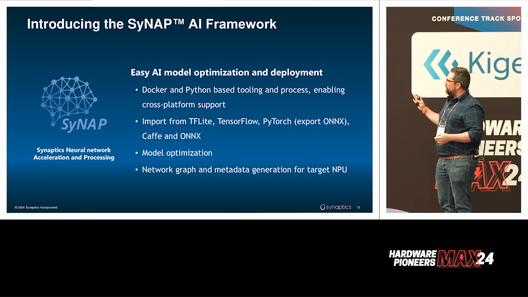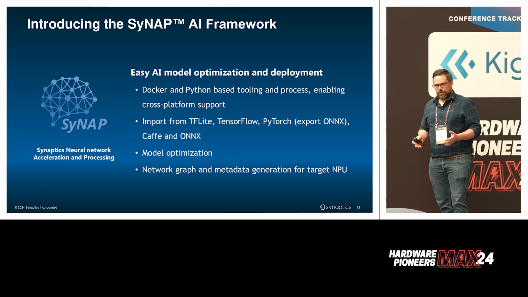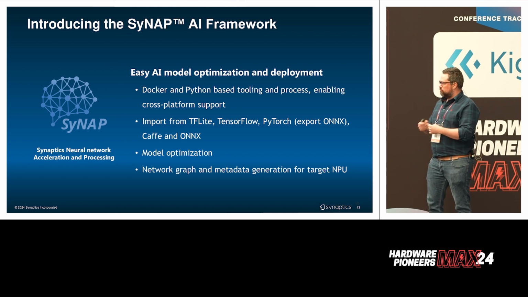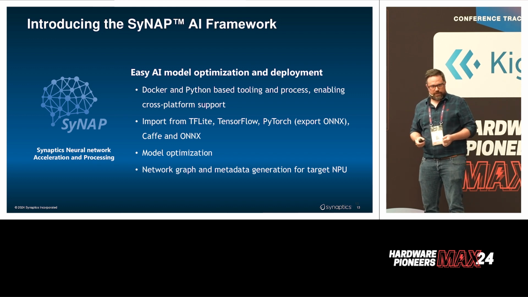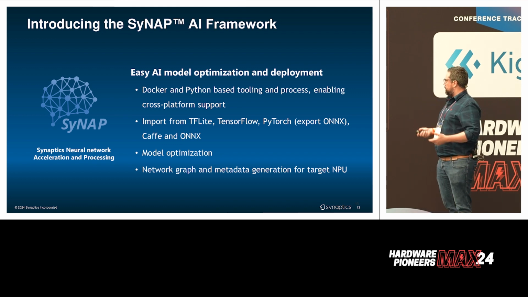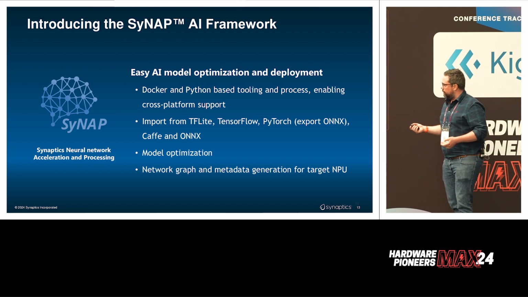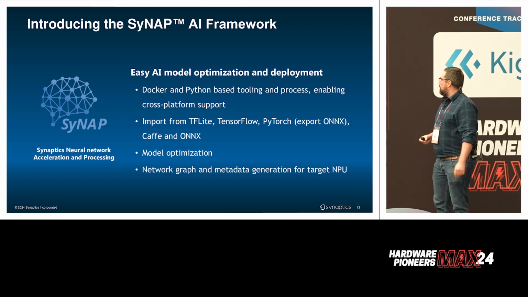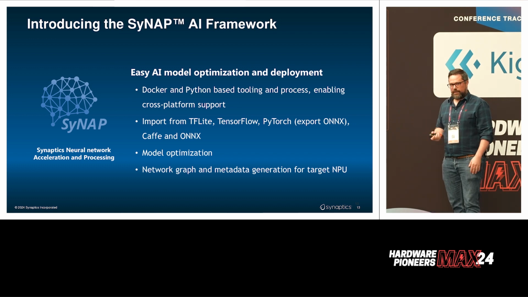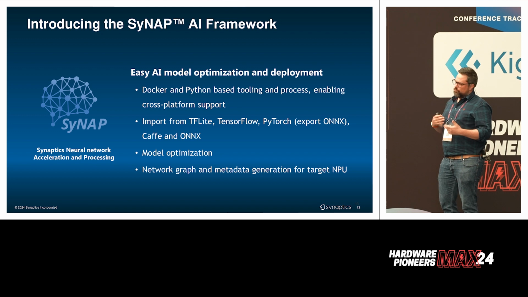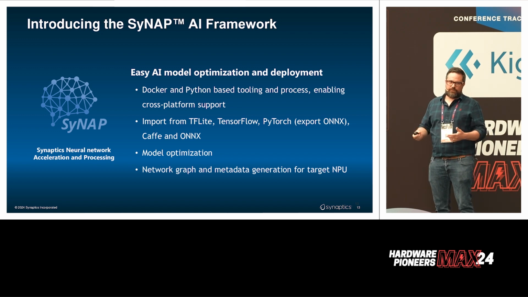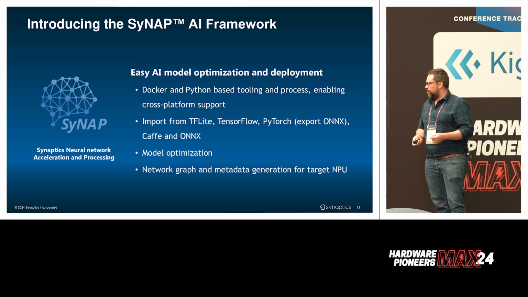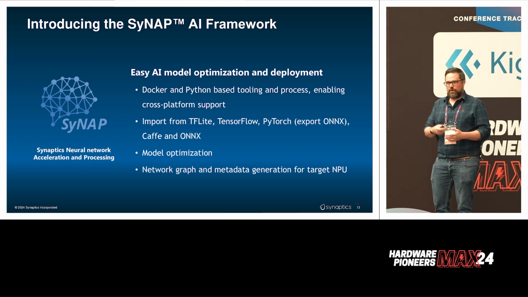Our model optimization is just a simple Docker that you can use, that is really Python based, and does the cross compilation for the supported platform. You can import your model from TensorFlow Lite, TensorFlow, PyTorch, via ONNX, even Caffe and ONNX models. We do the model optimization with the Synap. And also, we provide all the network graph and metadata generated, ready for the NPU.